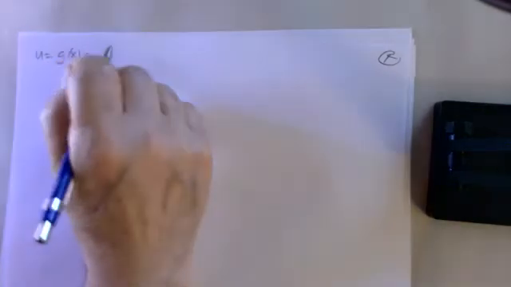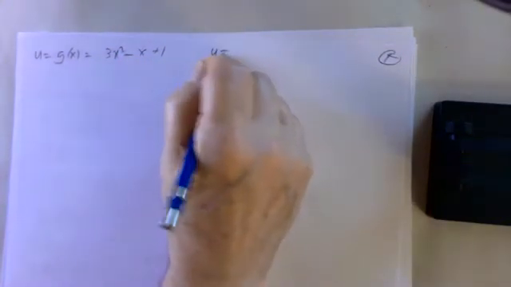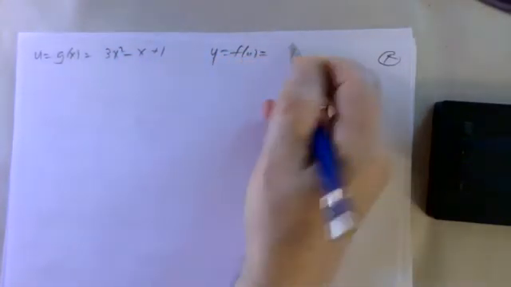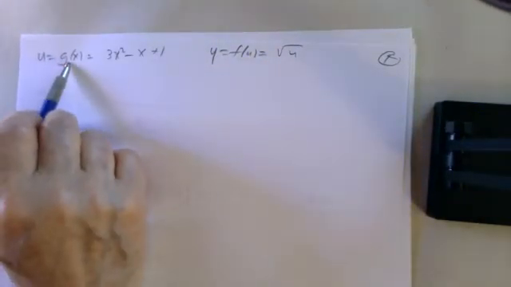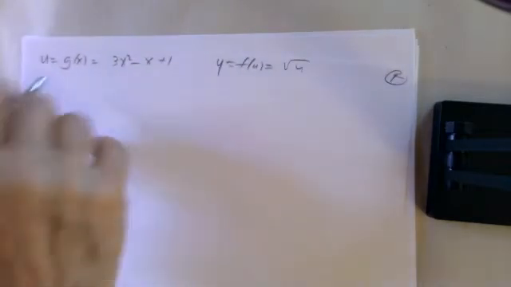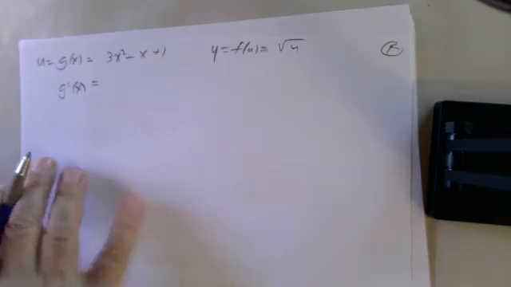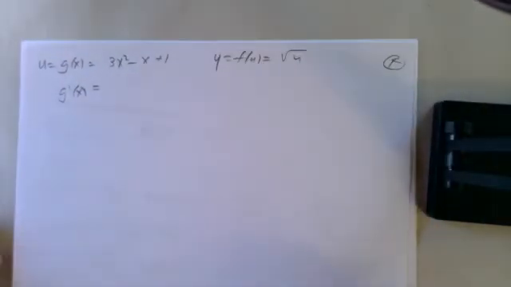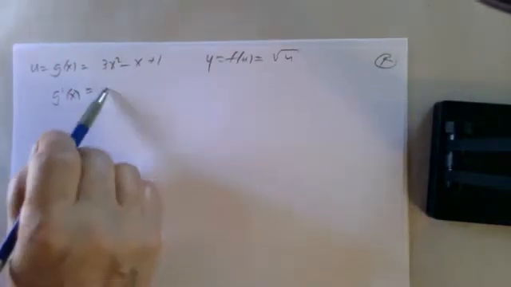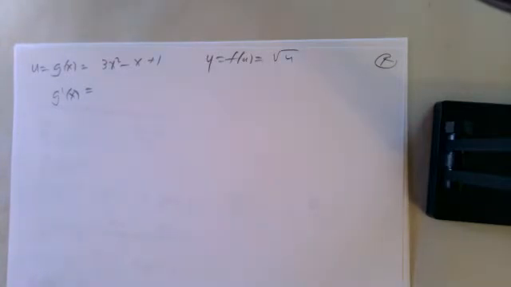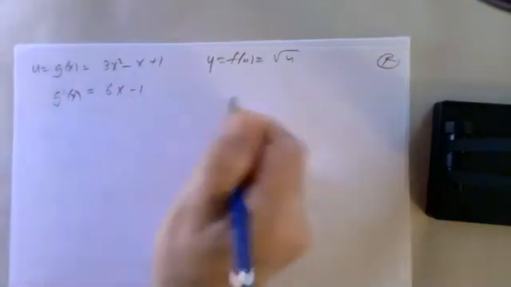Suppose u is some function of x, and let's say it's 3x squared minus x plus 1. And y is some function f of u, which is the square root of u. So if g of x is this polynomial, what's the derivative of g? What's the derivative of this polynomial? dg dx. 6x minus 1. Thank you. 6x minus 1.